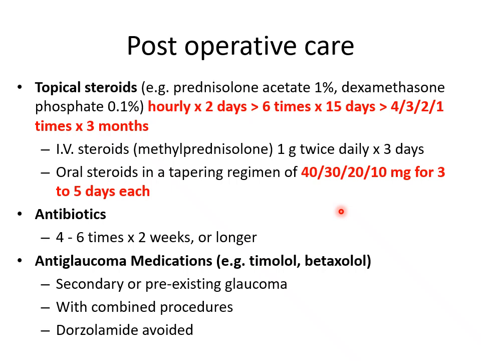Then antibiotics to prevent superadded bacterial infection, given 5 to 6 times for 2 weeks or maybe longer. Anti-glaucoma medications, especially in cases where there is secondary glaucoma, pre-existing glaucoma, or if you're doing a combined procedure such as added vitrectomy, synechiolysis. The drug dorzolamide is avoided because dorzolamide causes endothelial decompensation.